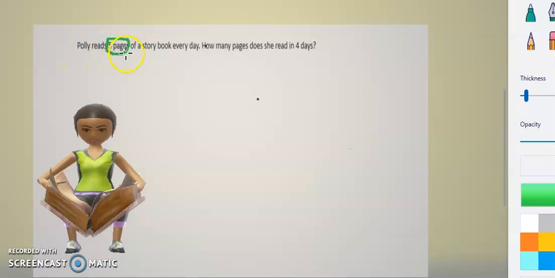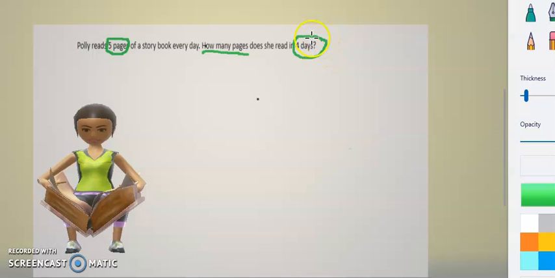Polly reads 5 pages of a storybook every day. The question asks, how many pages does she read in 4 days? So I'm going to underline here. It says how many pages. It's asking me for a number. How many is asking me for an answer with numbers. So I already know my answer is going to be an amount because it's asking how many pages, right? Does she read in 4 days? I'm going to circle this because this is also important.